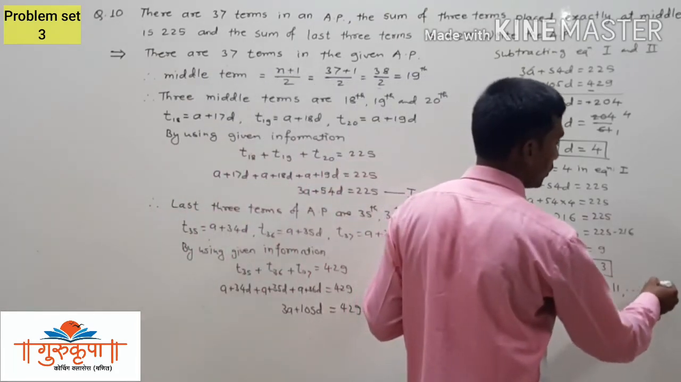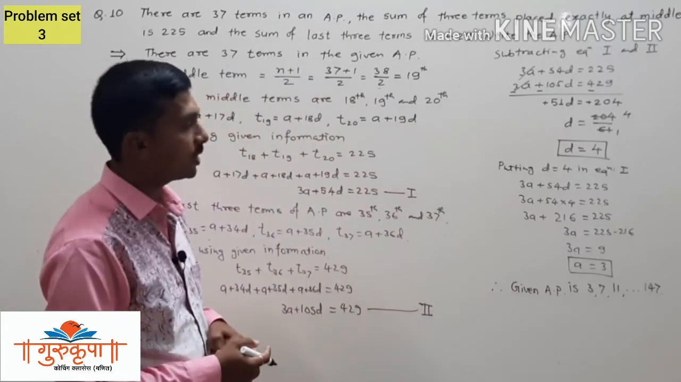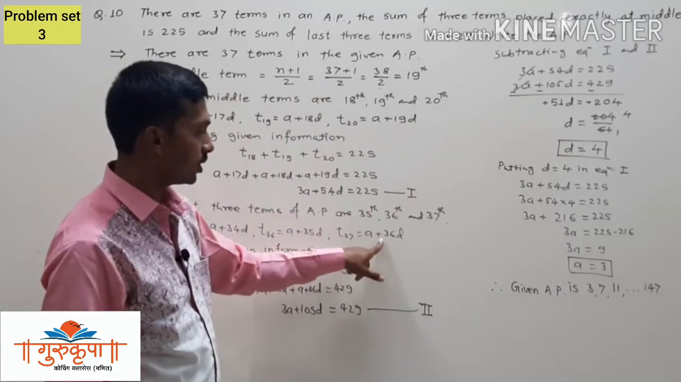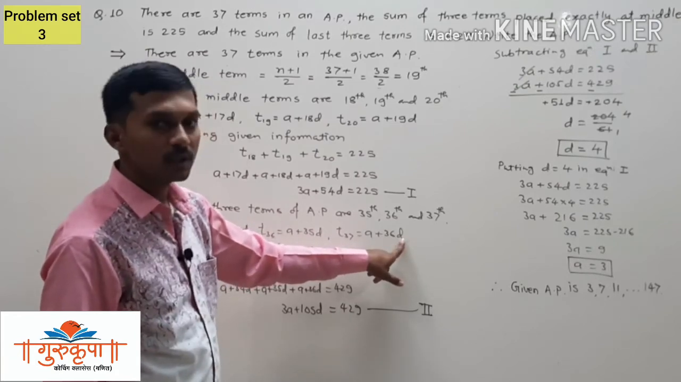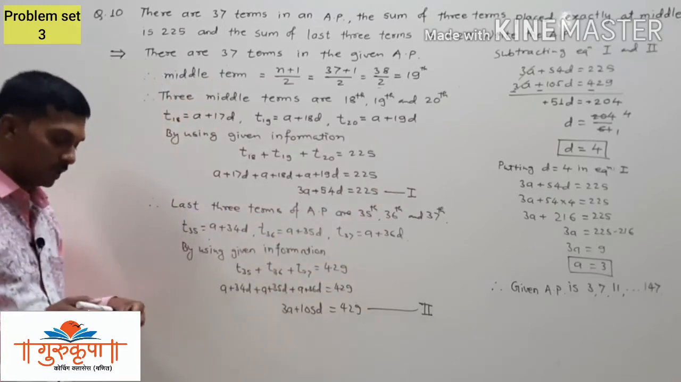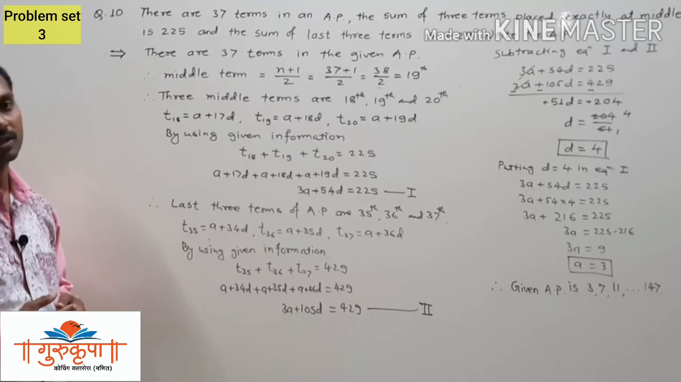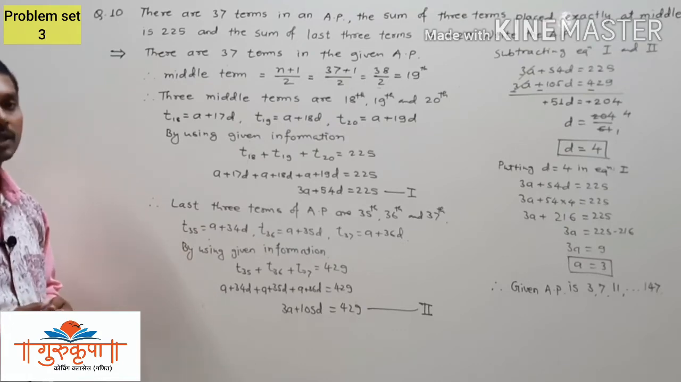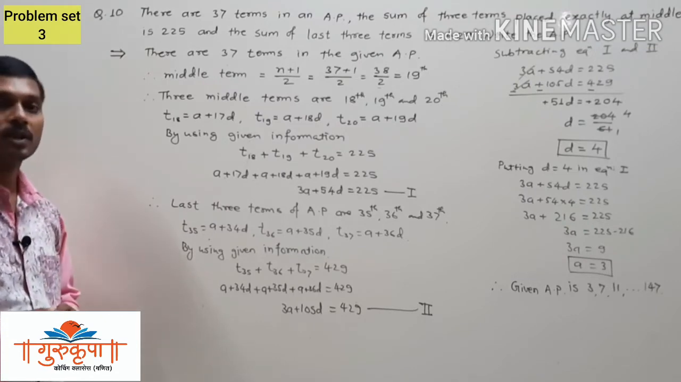It is not necessary to write that term there, but we can calculate it and write it. Value of a is 3 plus 36 multiplied by 4. 36 multiplied by 4 is 144, plus 3, 147. So given AP is 3, 7, 11, and so on, and the last term is 147. So this is all about example number 10.